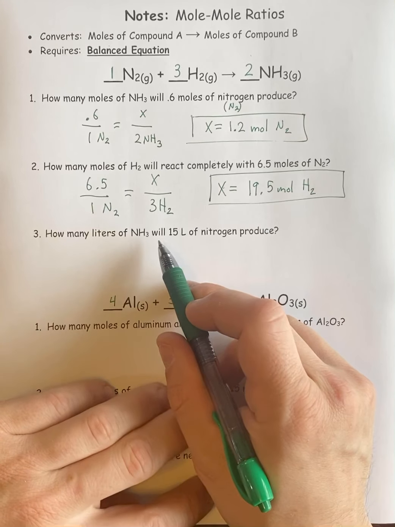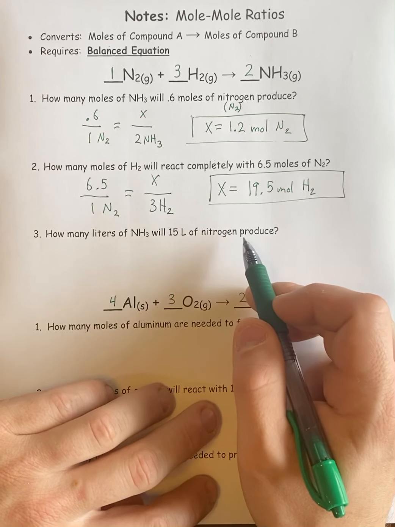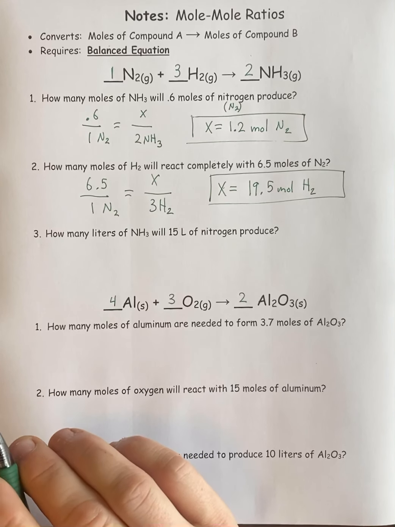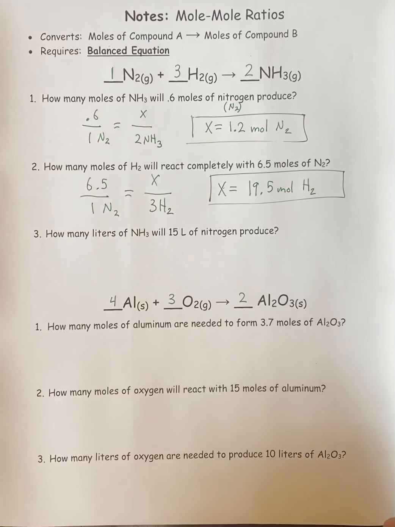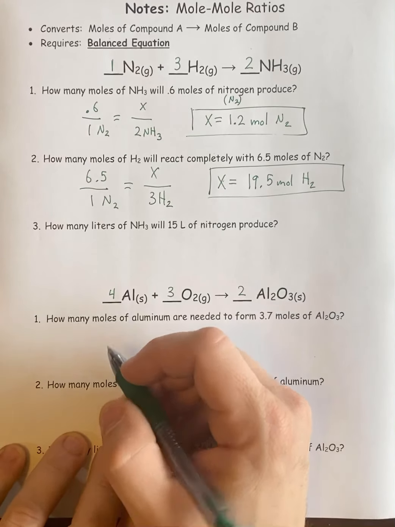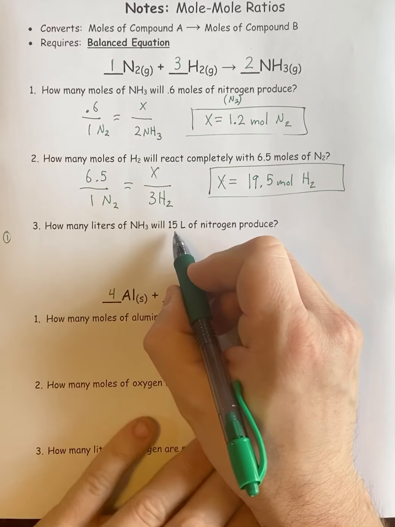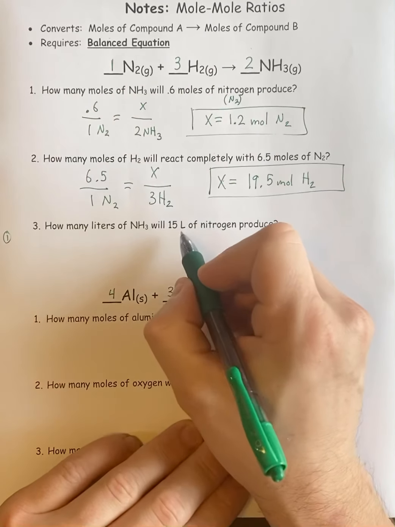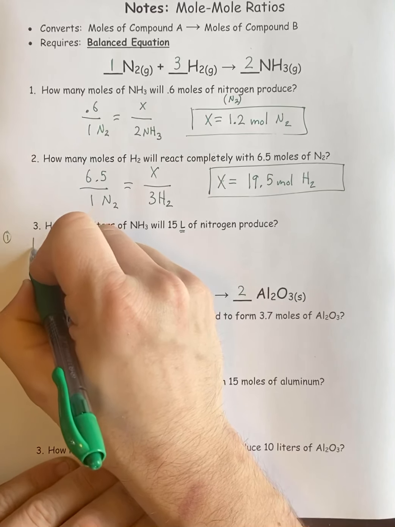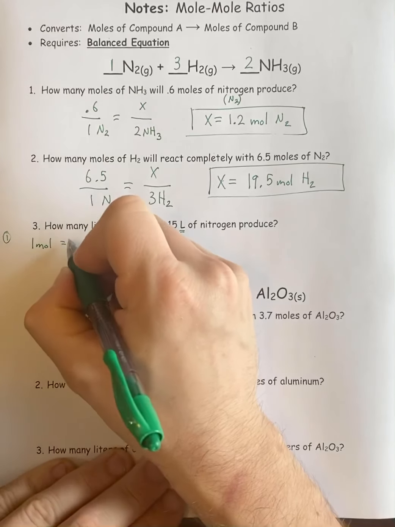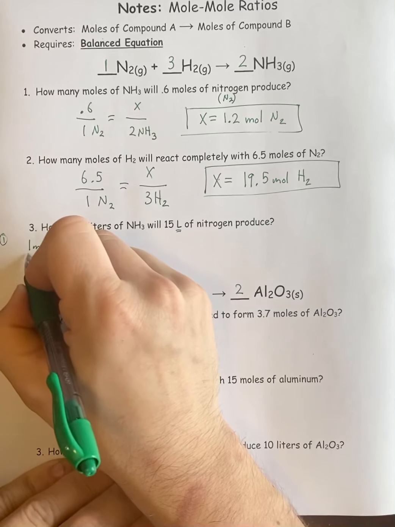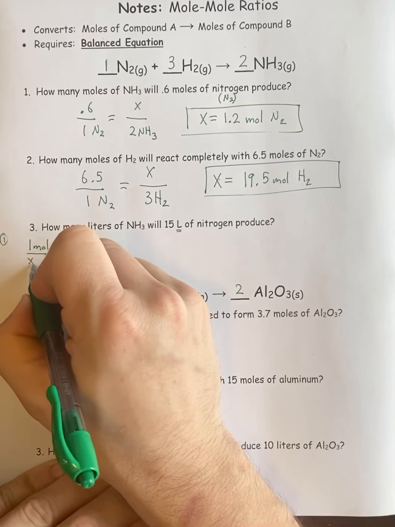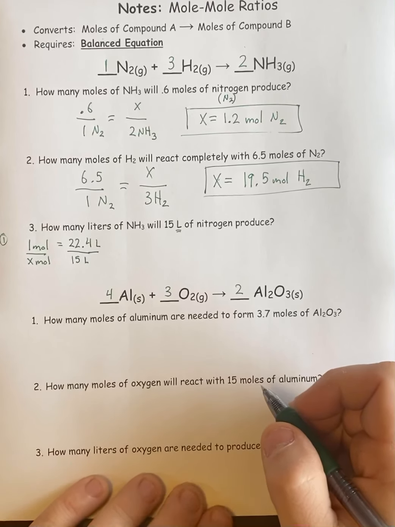Next one. How many liters of NH3 will 1.5 liters of nitrogen produce? Now, here's the trick. I'm going to do the first one the long way, and then I'll show you how to fix that. This is really a 3-step problem. These coefficient numbers are moles. The best way to think of them is moles, and this is liters. So I should know this ratio and know how to use it. So this is going to convert my moles to liters directly.